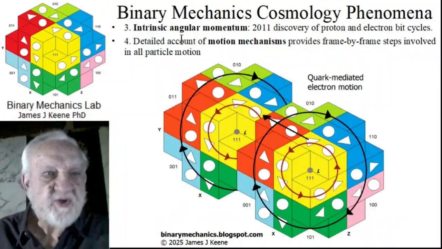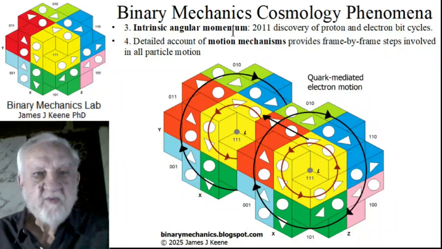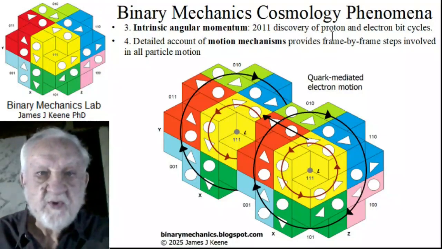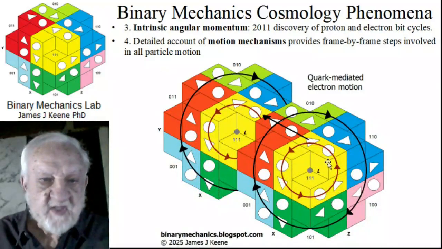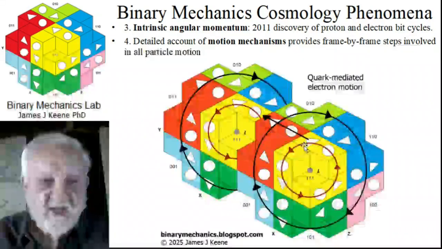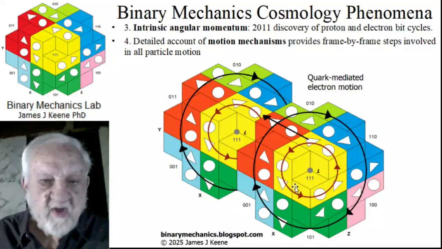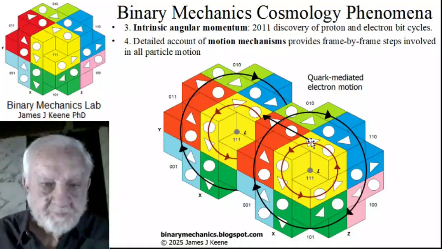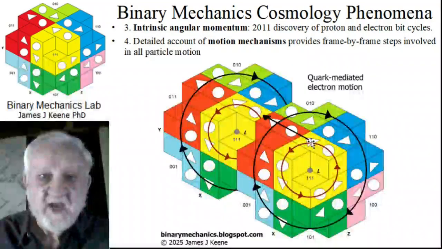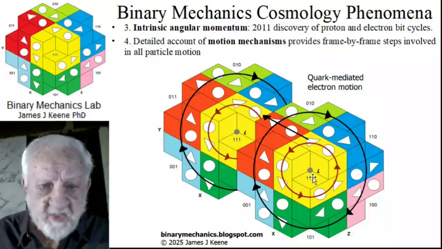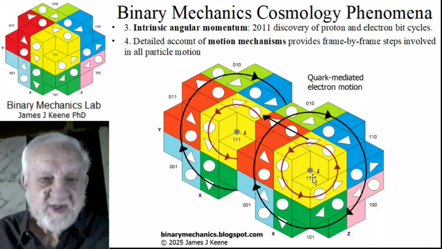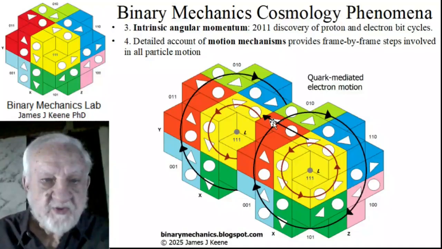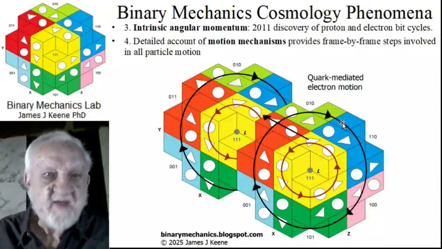Point 3, intrinsic angular momentum. There was the 2011 discovery of the proton and electron bit cycles. The electron bit cycle is shown in the purple circle here, where one-state quanta in the electron spot revolve around the 3 spot units and return to the initial position, and that's the intrinsic angular momentum of the electron. The gray dot here is the axis of rotation. The proton bit cycle is shown by this larger arrow in this simplified version.